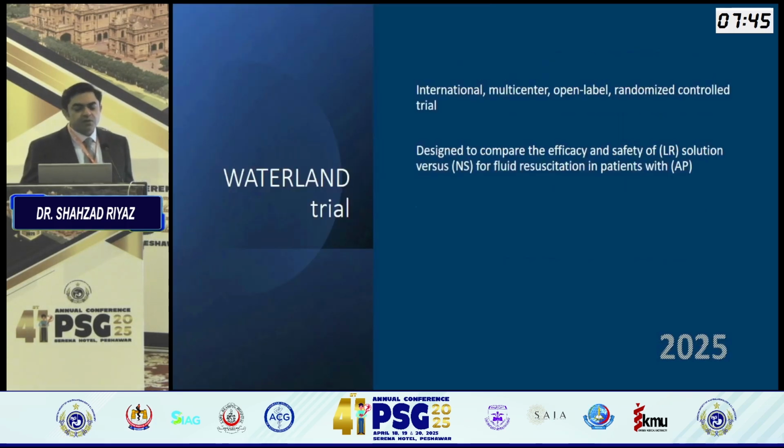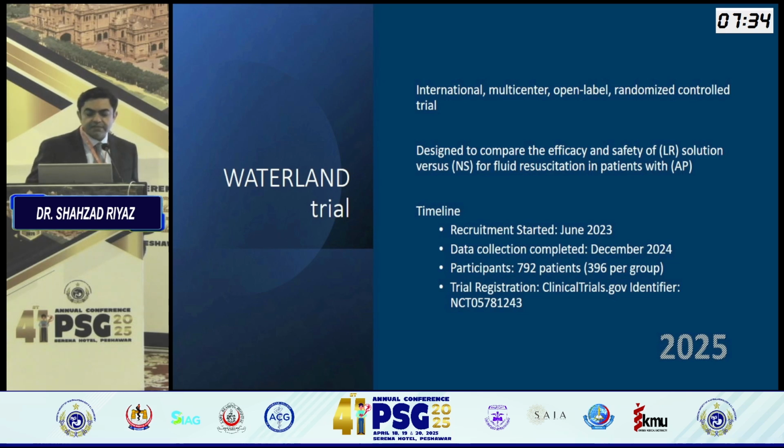There is a Waterland trial that has been conducted. This is an international multi-center, open-labeled, randomized controlled trial. Essentially, it is designed to compare normal saline versus ringer lactate. The recruitment started in June 2023, and data collection was completed in December 2024. There are 792 participants, much larger than the previous 40 participants in the original study. However, the results of this trial are still awaited.